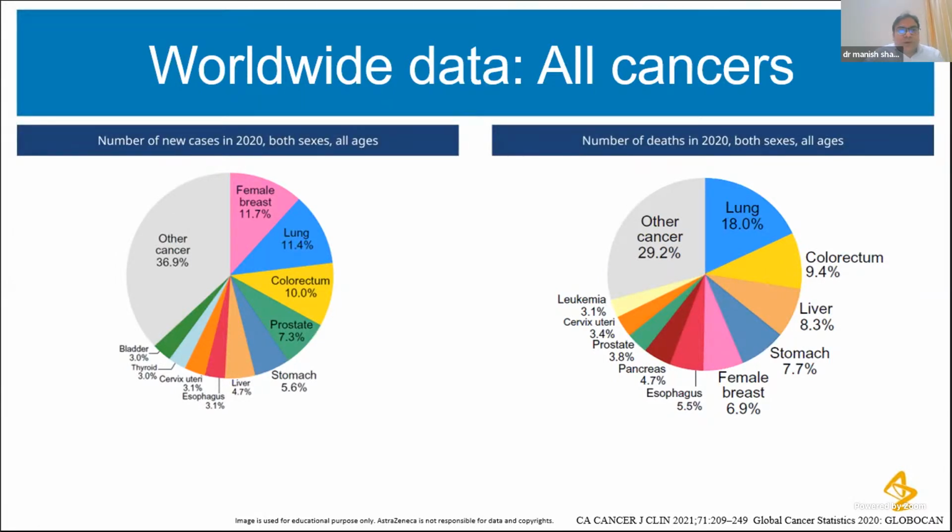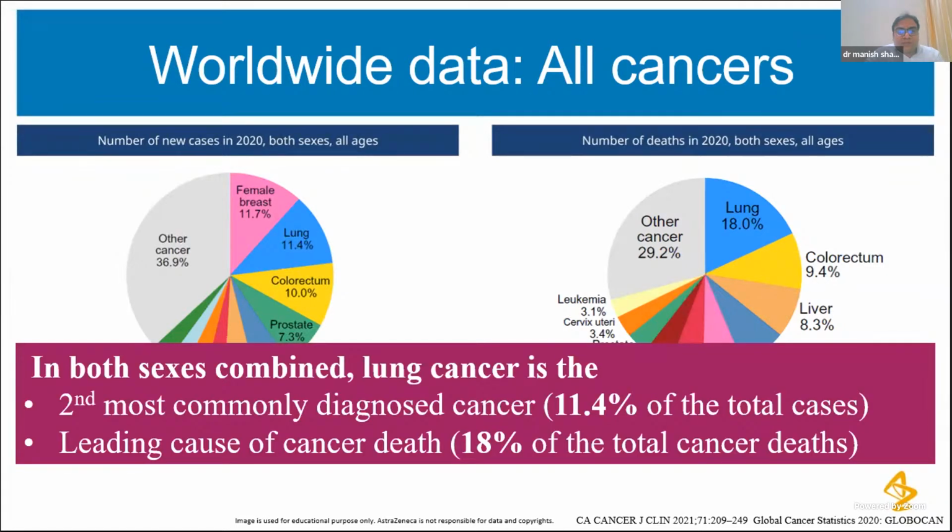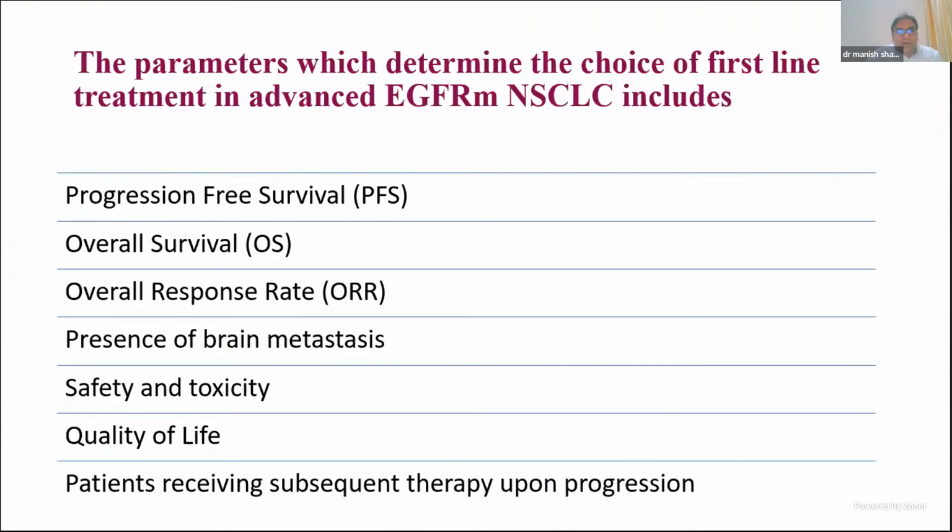So we know that all over the world, lung cancer is the most common cause of cancer-related death. It accounts for approximately 18%, and it is the second most common cancer in the world if we include both males and females. But in males, it is the most common cancer, and lung cancer is the most common cause of death, especially in the late stages. So in both sexes combined, lung cancer is the second most commonly diagnosed cancer, and a leading cause of death.